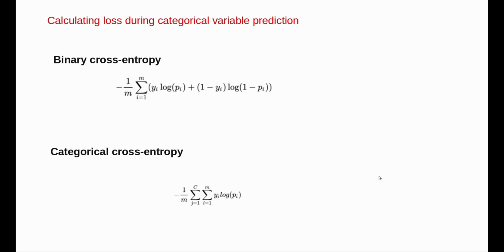And when we deal with a classification problem, either binary classification or multi-class classification, the loss calculation is different, and we call it cross entropy. And this is the formula for binary cross entropy loss, that is when we are dealing with a binary yes-no or 0-1 kind of classification problem. And this is the formula for categorical cross entropy loss when there is a multi-class problem for categorical variables.